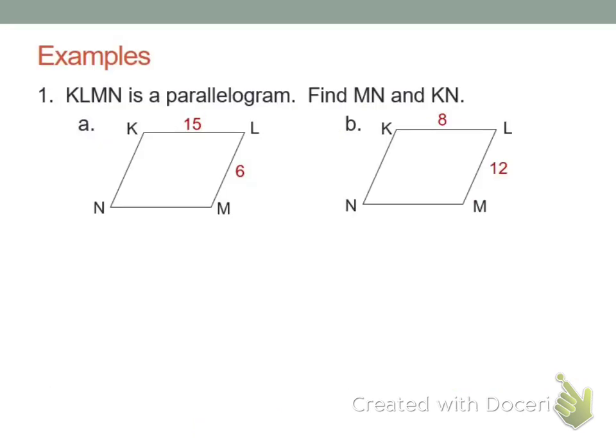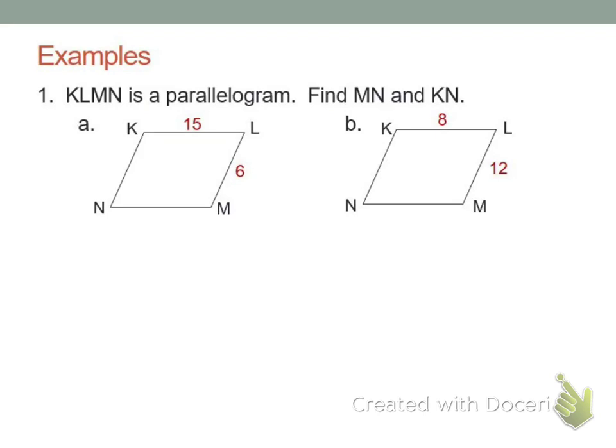All right, our first 2 examples, we've got parallelograms KLMN. We are told in the directions that it is a parallelogram. So that means the definition of a parallelogram is true, and any of those theorems that we just talked about are true. If you know it's a parallelogram, you can apply any of those theorems. So they are asking us to find the measures of MN and KN.